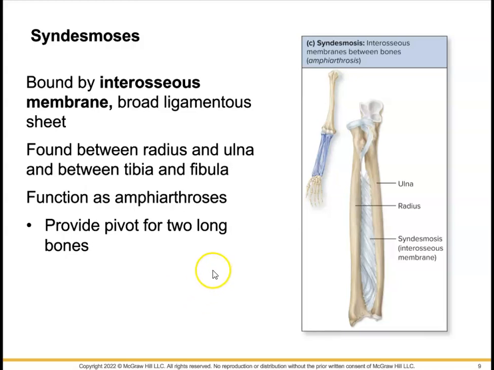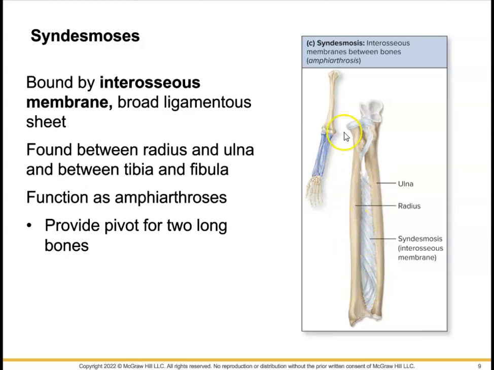Your syndesmoses have interosseous membranes between the bones. Interosseous. Think about what that means. Inter means between, osseous means of bone. So you can see here between the radius and the ulna, which are the lower arm bones, there is a sheet of connective tissue.